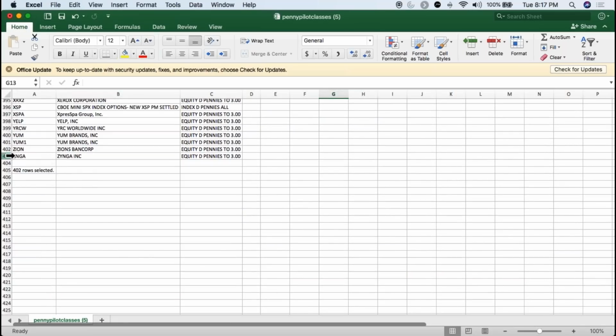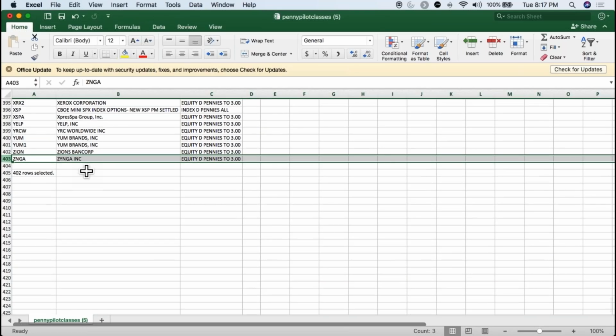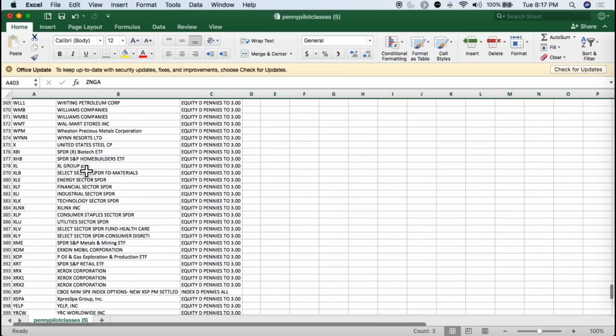All right, it says 403, but row 1 is a header. So 402 stocks. And these are stocks. Now, what are these stocks? What do you mean, Penny Pilot Program? What does that actually mean?